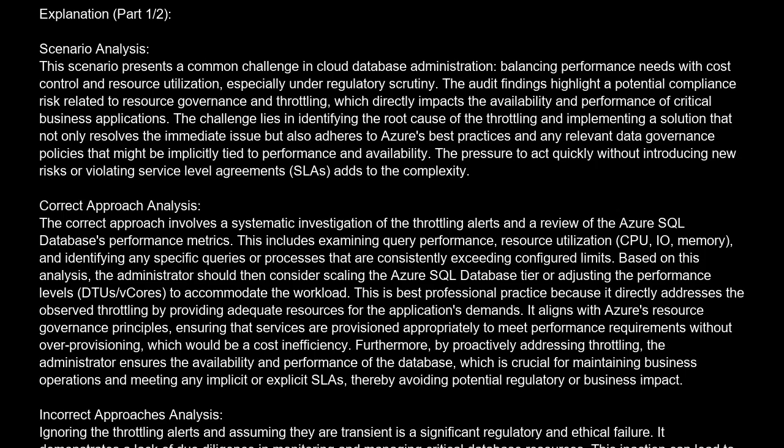The correct answer is D. Investigate the specific queries and resource utilization patterns on the affected Azure SQL database instances to identify the root cause of the throttling and determine if scaling the database tier is necessary.